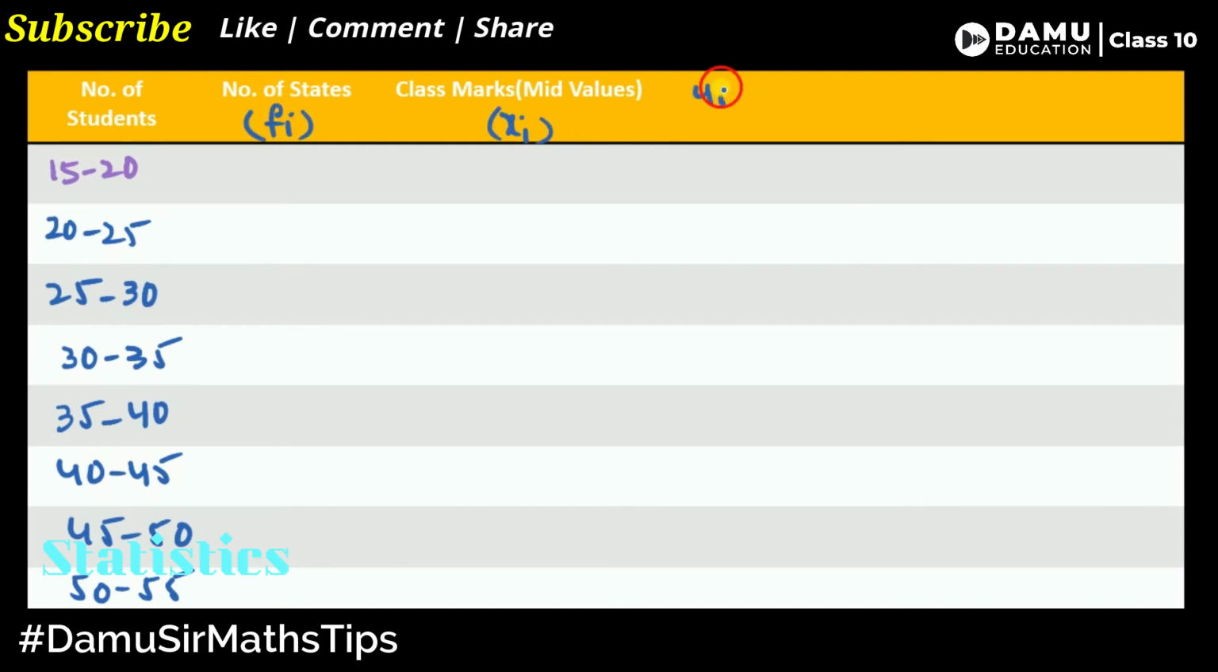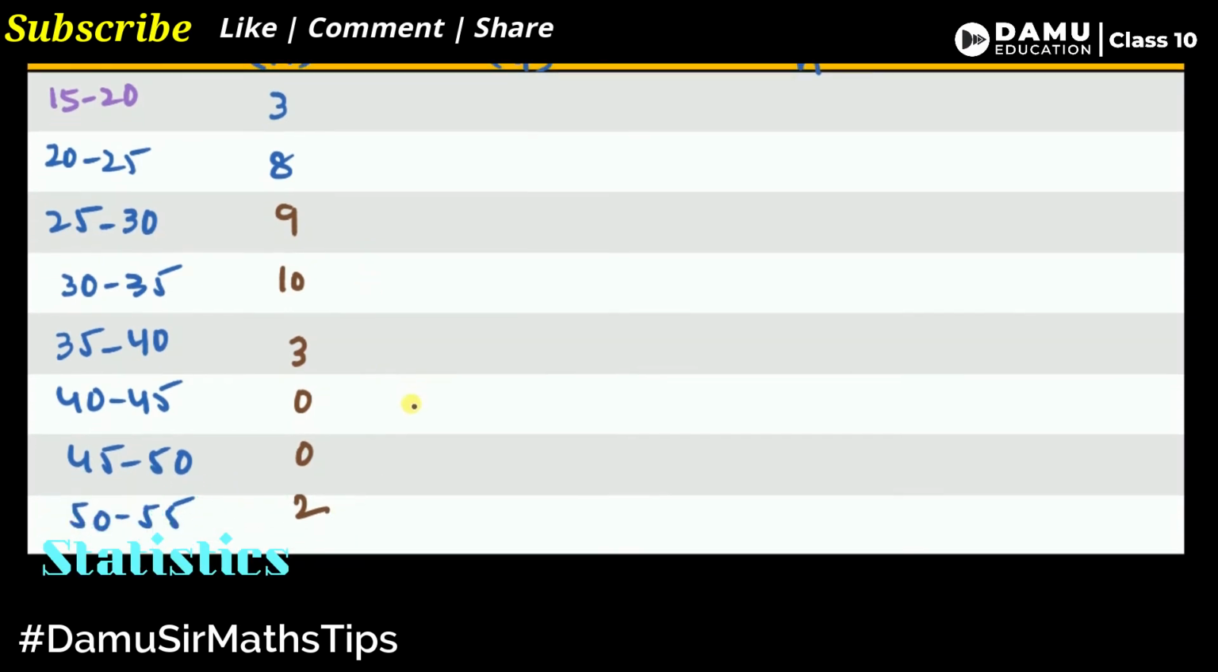Then ui will be equal to xi minus a, by h. Then Fi into ui. So the frequencies are 3, 8, 9, 10, then 3, 0, 0, 2. Now let's calculate the summation of Fi, which is nothing but the sum of all the states. So summation of Fi equals 3 plus 8 plus 9, that is 20, 30 and 35. So this is 35.